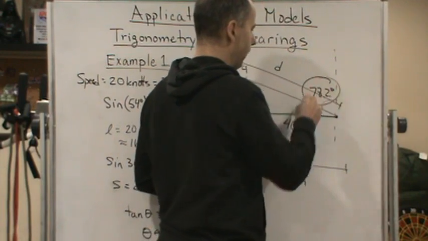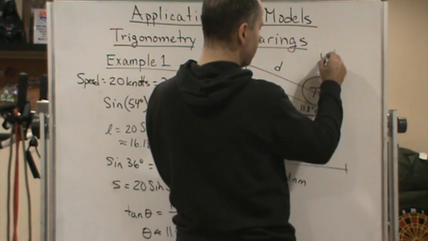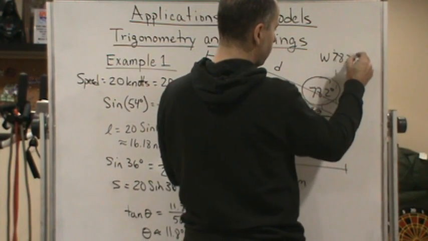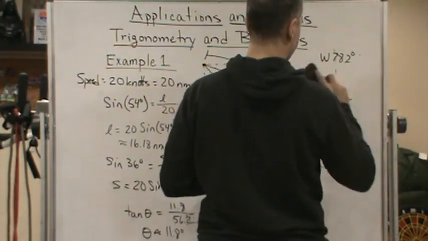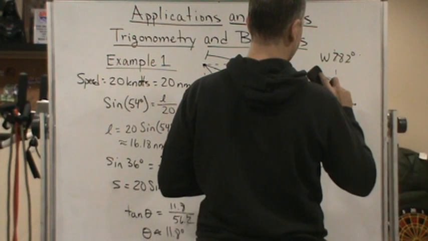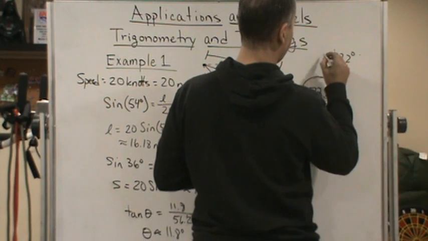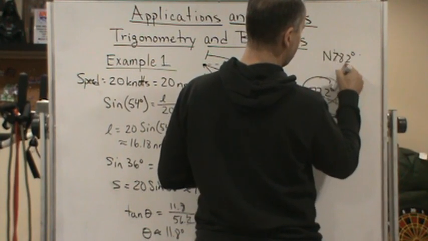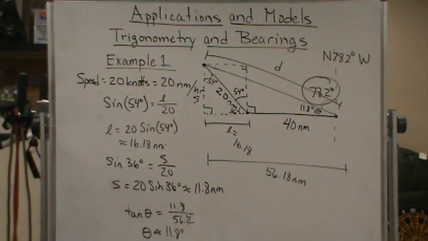So this is going to be our bearing. So the bearing of the boat is going to be what? It's going to be west 78.2 degrees, or excuse me, I'm sorry, north, 78.2 degrees west. Okay? Now, we still have to find the distance.